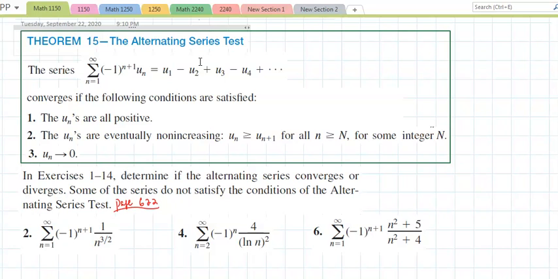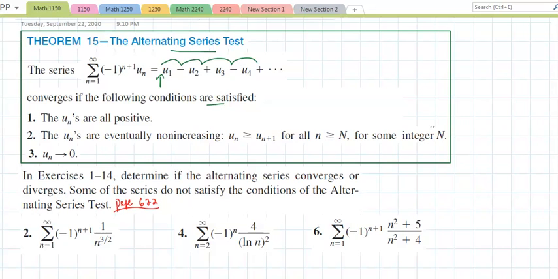So Theorem 15 says the alternating series test. If you have a series that's always alternating, it doesn't have to start with a positive. It could start with a negative, as long as the signs of each term are opposites. We call that an alternating series. This series, if it's alternating, converges if the following three conditions are met.